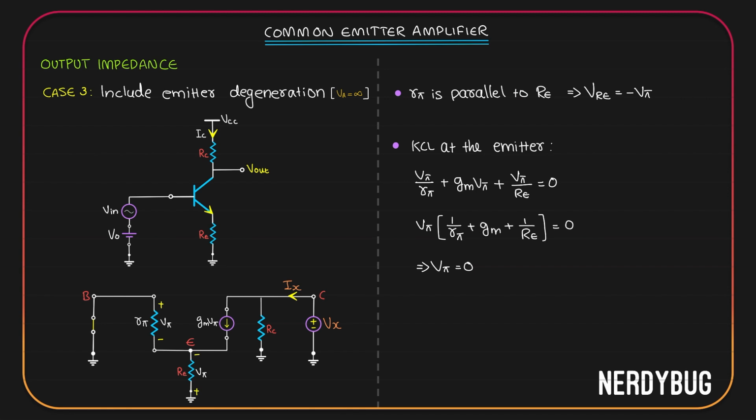If V pi is 0, then GM V pi is 0. No current will flow in this branch. That means all of Ix will be flowing through RC. RC has a potential Vx across it. So Vx is going to be Ix RC. Vx by Ix is going to be RC again. That means our output impedance is again just RC.